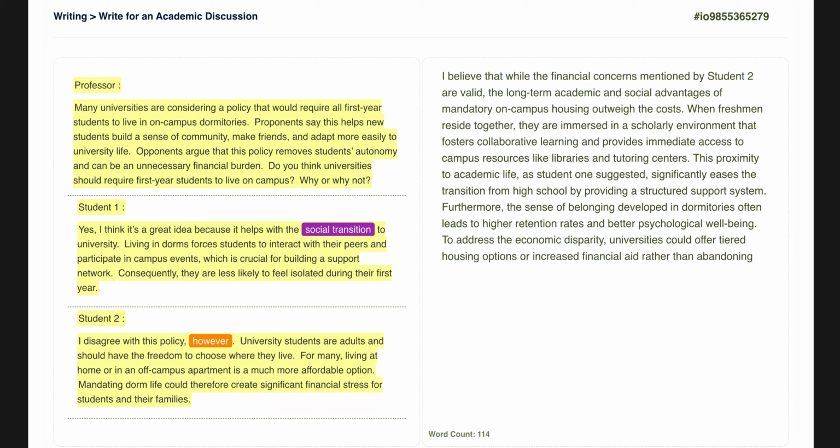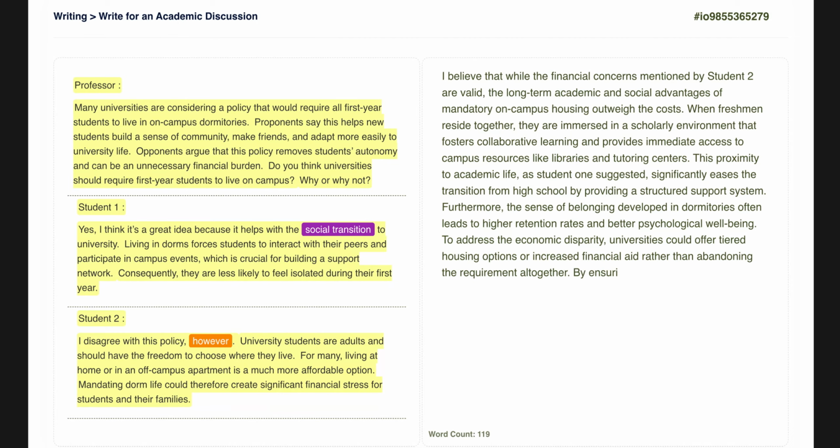We start with "to address the economic disparity," which shows we are problem-solving. Then, we suggest that universities could offer tiered housing options. This demonstrates we can use modal verbs like "could" for suggestions. We add "or increased financial aid" as another practical alternative. We wrap up this point with "rather than abandoning the requirement altogether." This shows that we are sticking to our original position while being flexible, which is a very mature academic move.